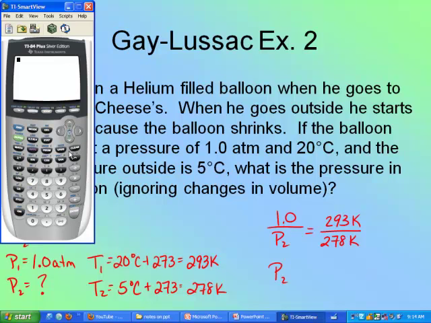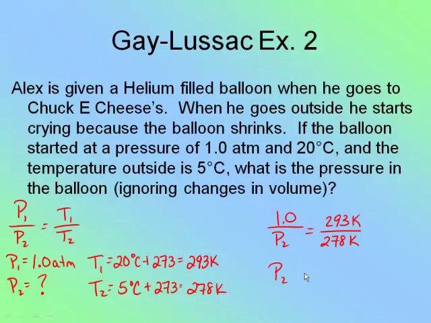Let's clear up my other calculation. So I've got 278 times 1.0 divided by 293 is 0.948. Excuse me. 0.948 atmospheres. But I only need two significant figures, so this would be 0.95 ATMs. And that's Gay-Lussac's law.